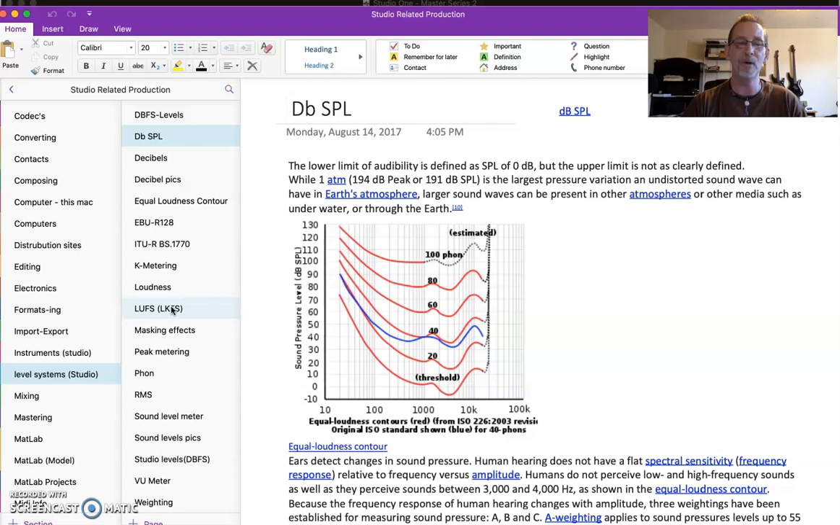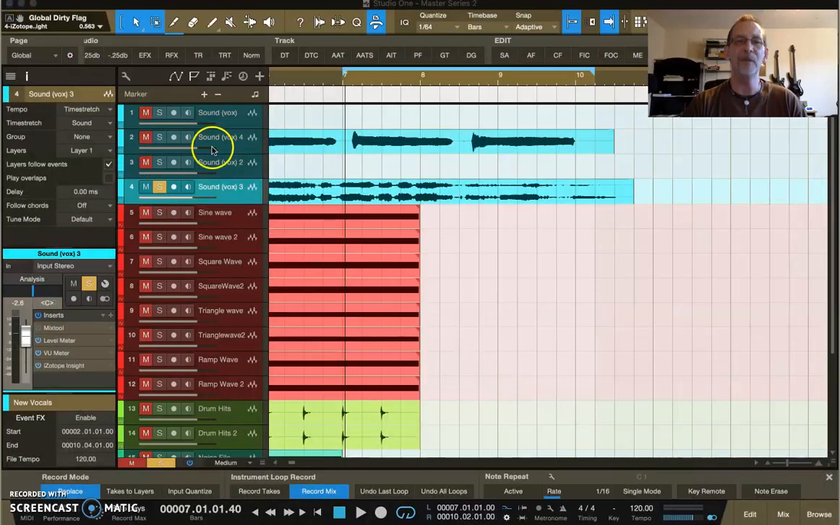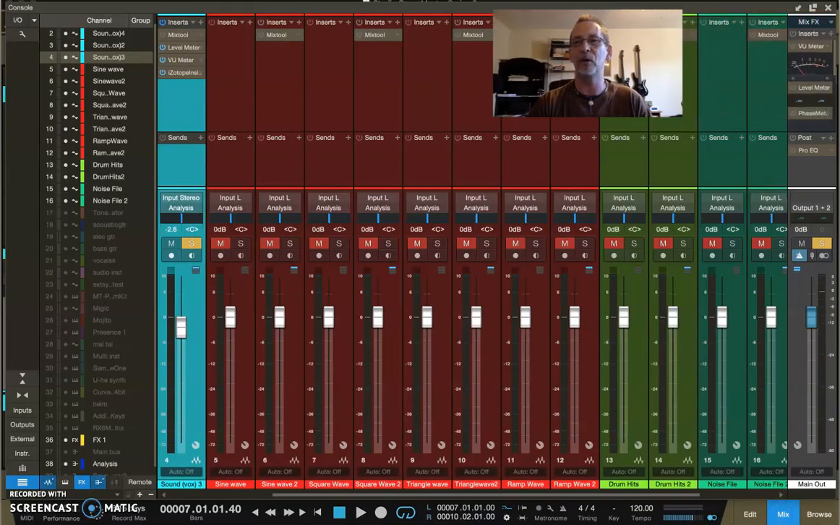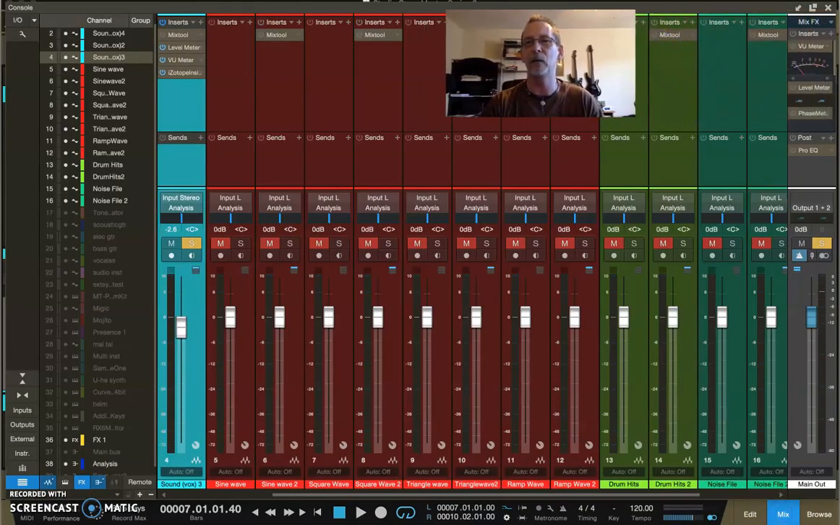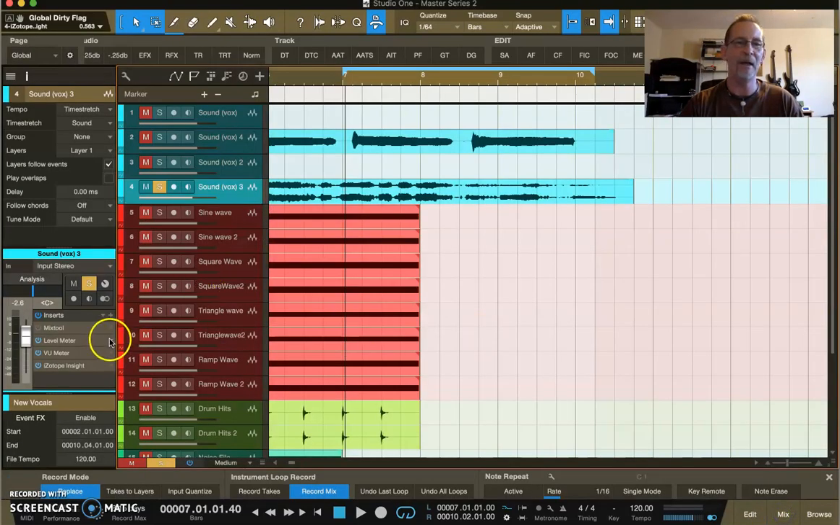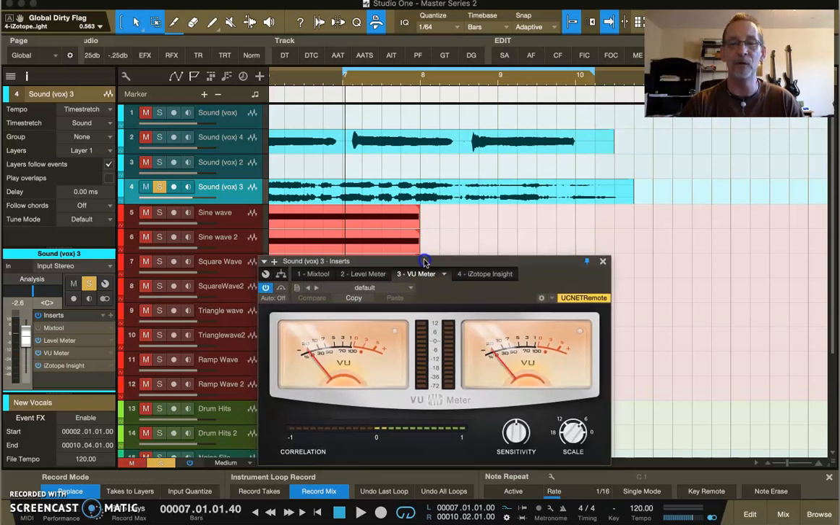For the most part, the first thing we're going to be looking at is level meters. Level meters are a pretty simple concept. When we start looking at level meters, it's not that difficult of a concept. You have things like VU meters, and we're going to talk about where these can be important and when they're going to be very useful to you.